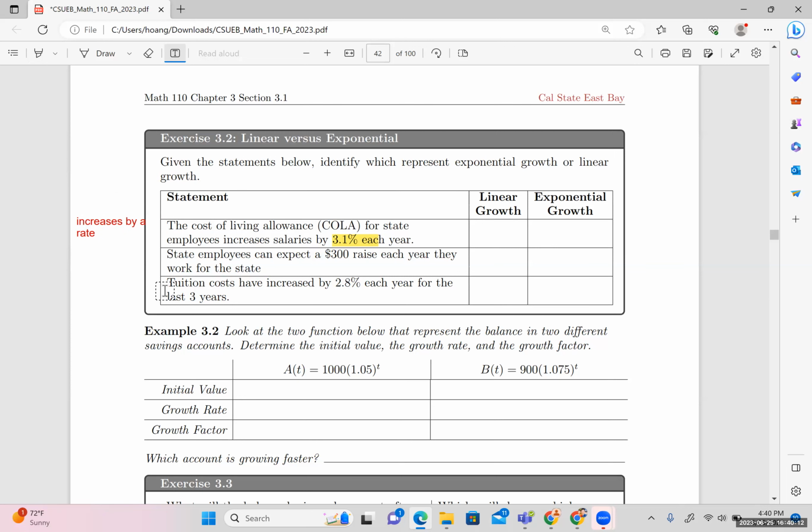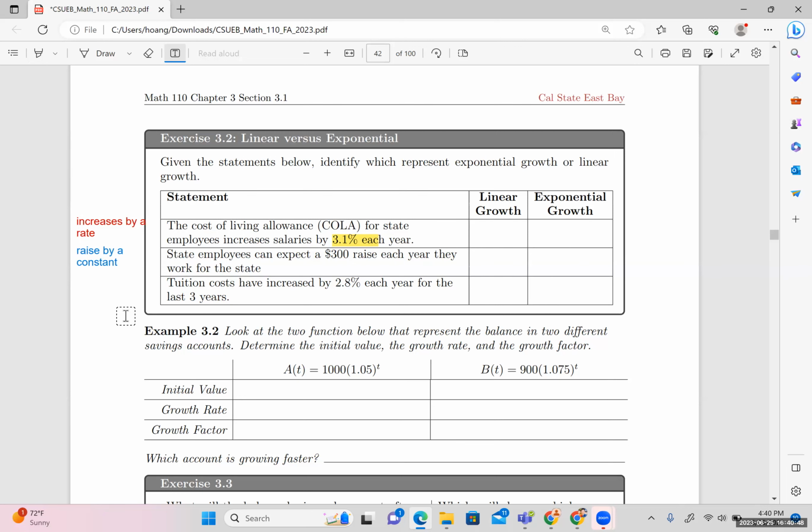State employees can expect a $300 raise each year they work for the state. So this one maybe we'll say raise by a constant, $300. What was the last one?